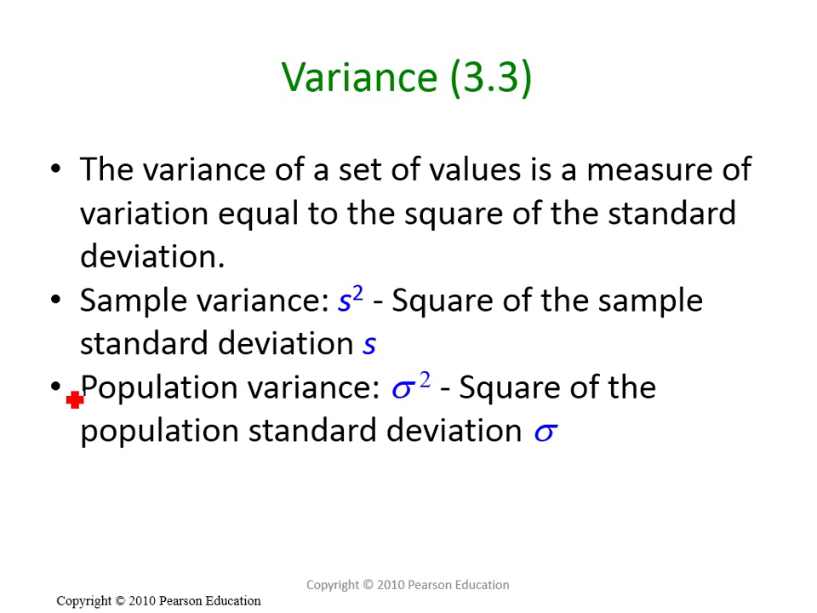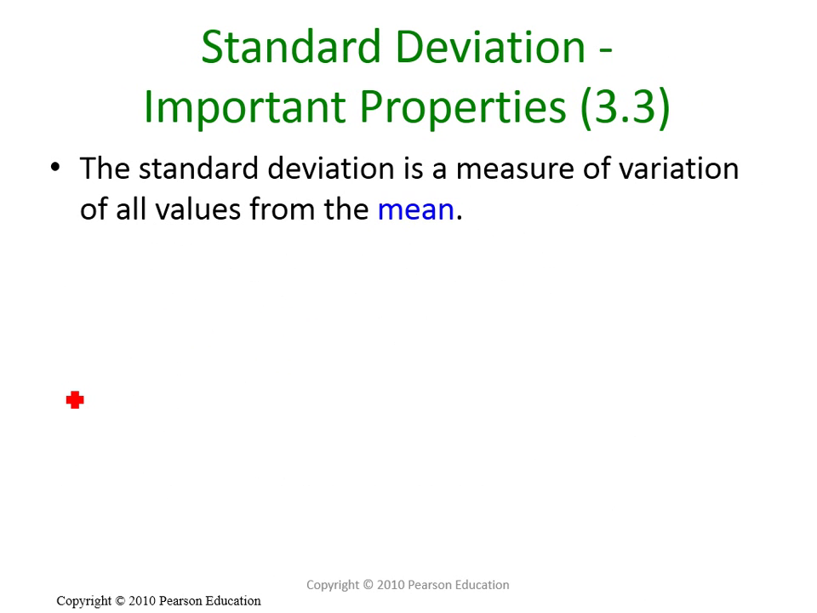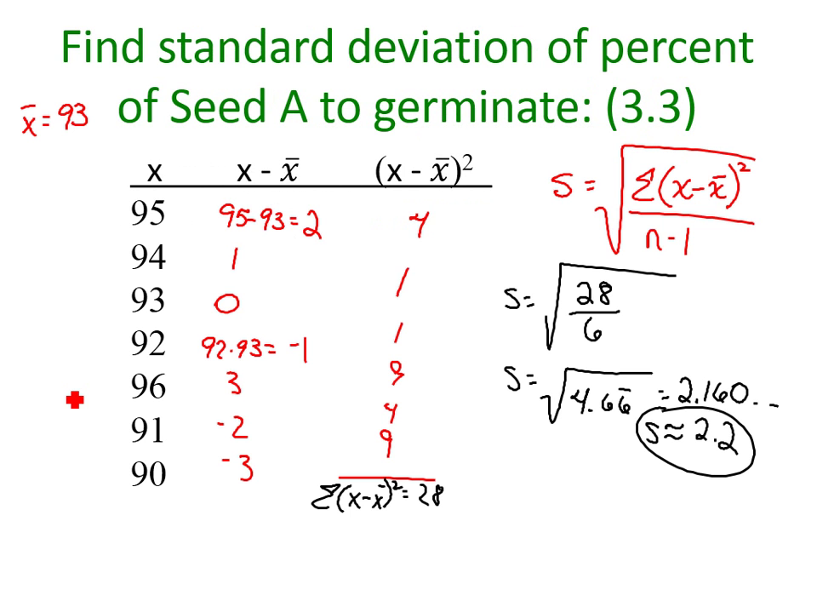If we look at variance, so again, these are measures of trying to figure out how much variation there is between things. The variance of a set of values is a measure of variation equal to the square of the standard deviation. So before you take the square root, you had the variance. So earlier when we were doing our problem, a lot earlier, when we had that 4.66 repeating, that was our variance. So in this case, s squared was the 4.6 repeating, which would round to 4.7, would have been my variance.